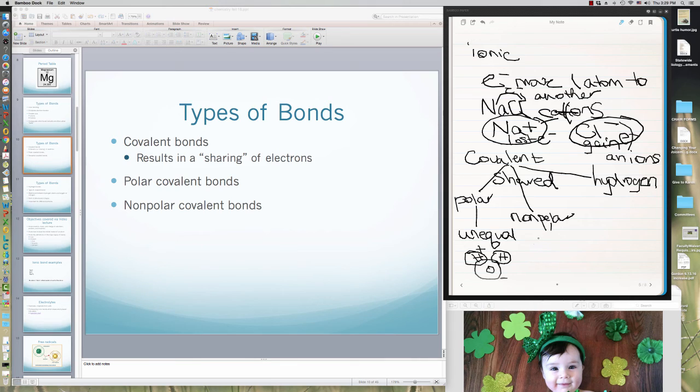Nonpolar molecules are ones in which the electrons are shared equally. So an example of a nonpolar molecule would be CH4. You would have carbon in the center and 4 hydrogens around that carbon, and the electrons are moving around and spending equal amounts of time in each location. So they're sharing them equally.